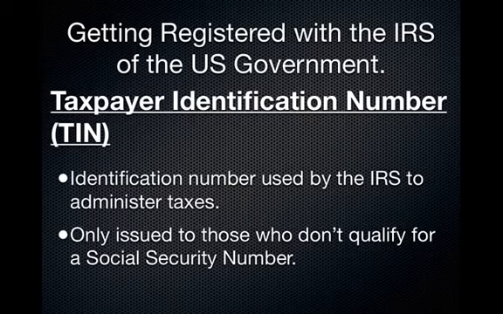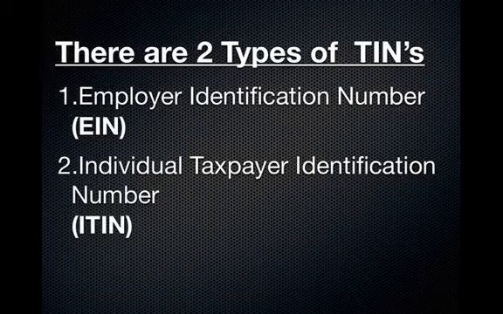The only people that would receive Social Security numbers are individuals that are U.S. citizens. Those that are not can get other types of taxpayer identification. Now, there are two that we would focus on primarily for foreign investors, such as Canadians. The first one is an employer identification number, or an EIN. The second is an individual taxpayer identification number, or an ITIN.